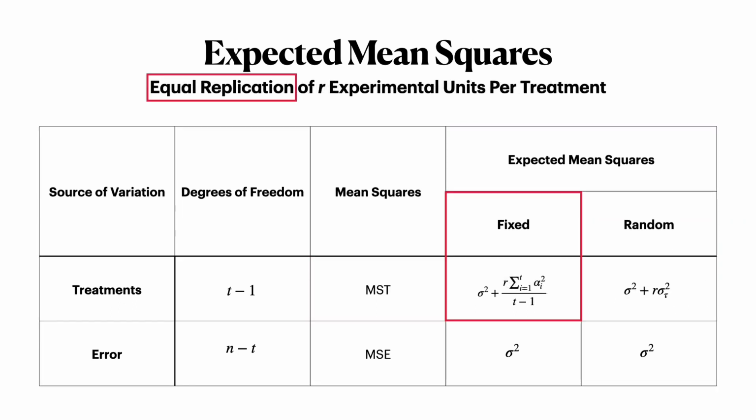Now, if we have equal replication, for example, R experimental units per treatment, then the expressions for the expected value of MST simplify a bit. In particular, if we have a fixed effects model, then the expected mean square for treatments is sigma squared plus R, the common sample size, times the sum of the squared alpha values divided by t minus 1. If the model is a random effects model, then the expected value of MST is sigma squared plus R times sigma squared sub tau.